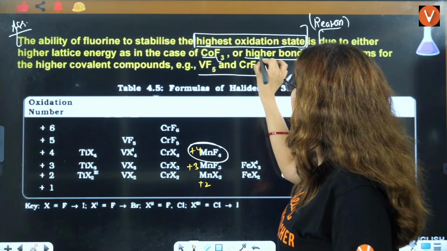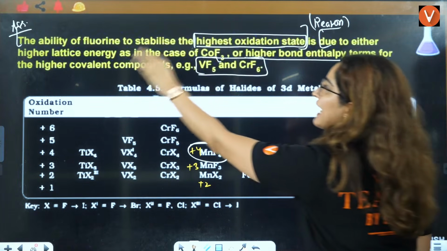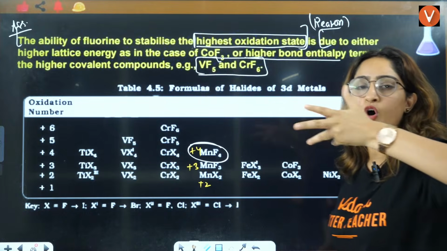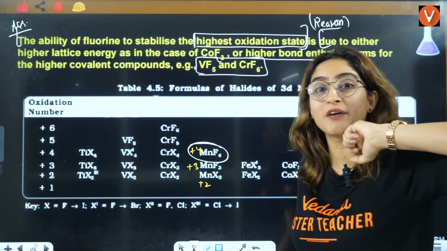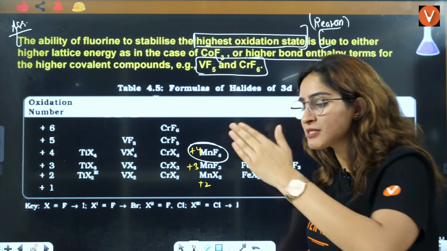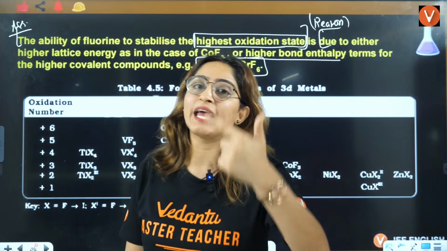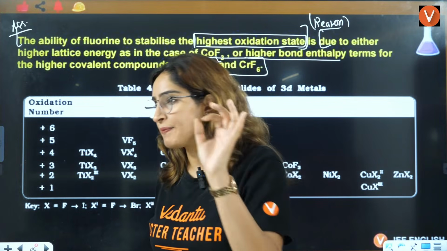Yes. Similarly, either it can be because of the higher lattice energy in the case of the compounds in which they are making ionic compounds, right? In the case of covalent compounds, because these bonds will be very difficult to break. All the reason is because of the electronegativity of fluorine, right?